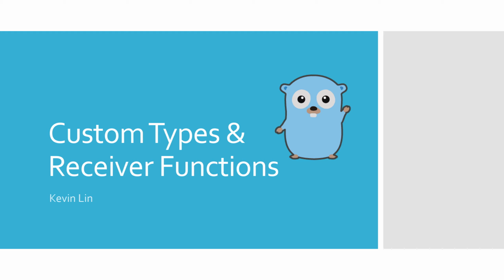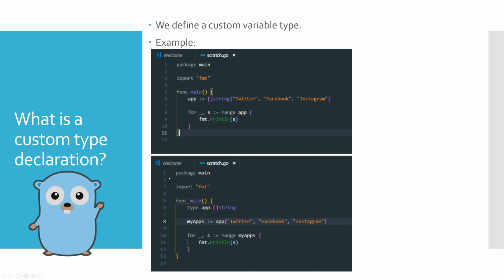Alright, welcome back. In this video, we're going to talk about custom types and receiver functions in Go. So a custom type is somewhat similar to a typedef in C.